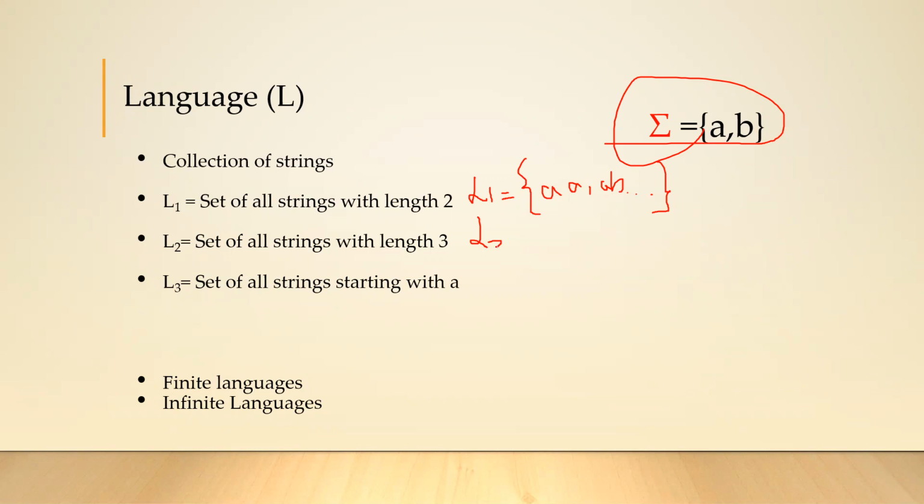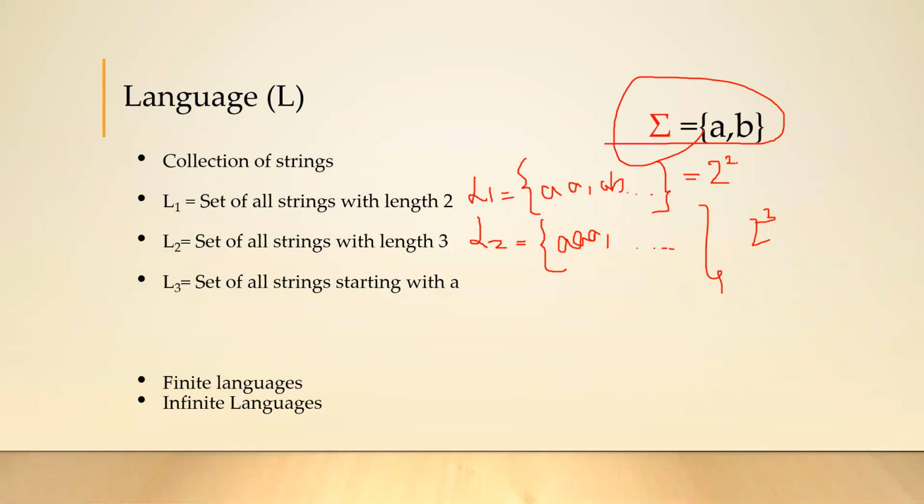Now let's think about another language, L2. What are they telling me? L2 is nothing but the set of all strings with length 3, which means I cannot have A, B, and all that. Instead, I'll start with AAA. The set of all strings with length 3. So I'll have AAA, ABA, BAA, BAB, etc. A total, as we saw earlier, you should have 2 raised to 3 strings. It will not be infinite. In L1 you will be having 2 raised to 2, which is 4. In the second one, you will be having 8.